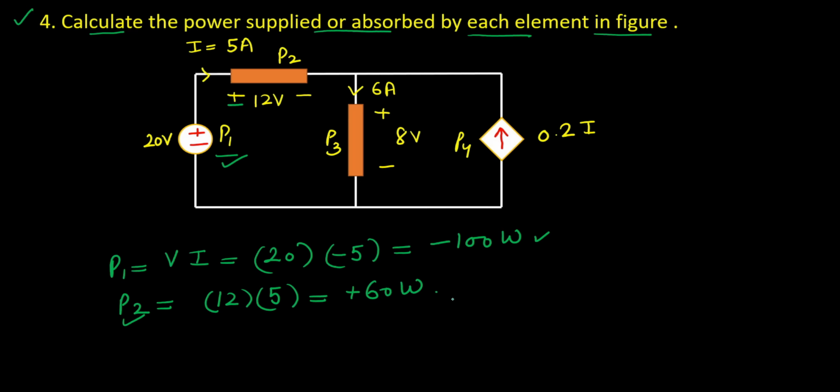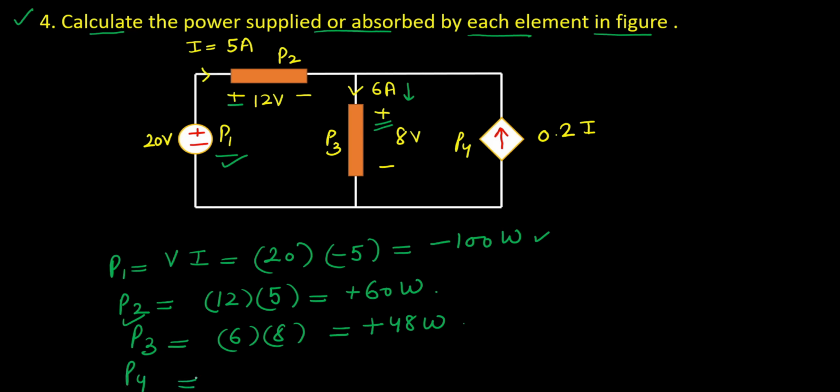The next element, the third element. In case of P3, we can clearly see the current of 6 amperes is entering the positive terminal of this particular element. So this element is also absorbing power. The value of the power absorbed by the element will be equal to plus 48 watts.